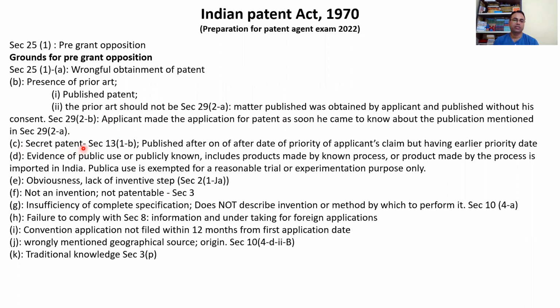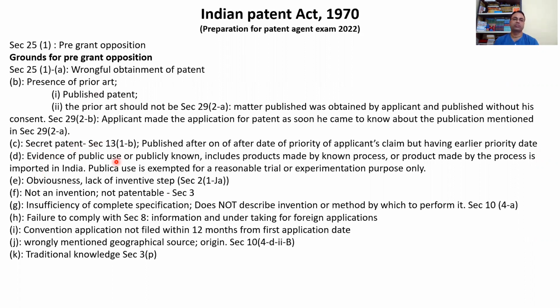Then secret patent. Secret patent according to section 13(1)(b), you know that it is published on or after the date of priority of the patent application but has an earlier priority date. It means I filed a patent today, but someone has already filed a patent before me with a previous priority date, but it had not been published. It got published only after my filing date. So I had no clue that this patent could exist, or that something similar could exist, so I filed the patent. Those are called secret patents. So that also you can bring.